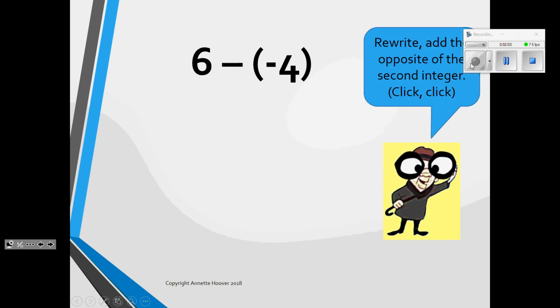Here you have 6 minus a -4. So if you add the opposite, it means we're changing the subtraction sign to an addition sign. You're adding, and you're doing the opposite of a -4, and the opposite of a -4 is a +4. So some teachers say it as click, click. You're adding the opposite.